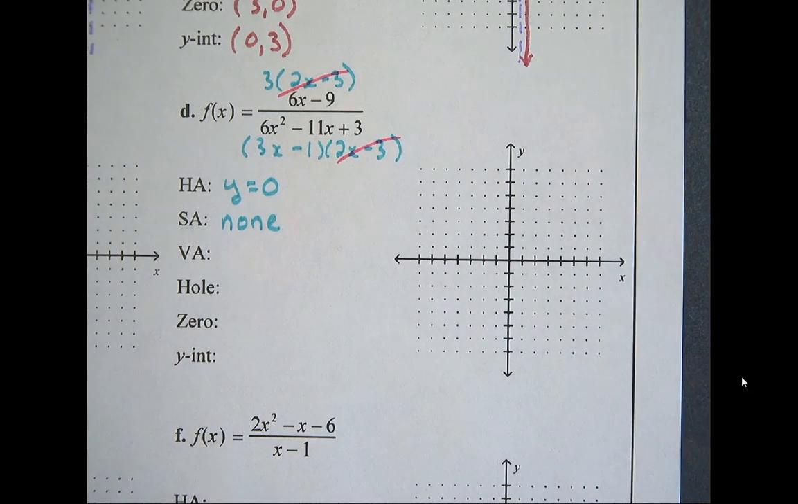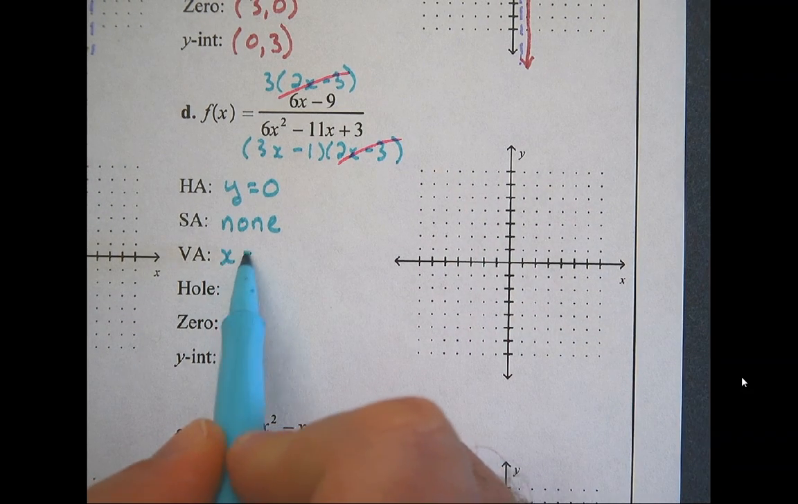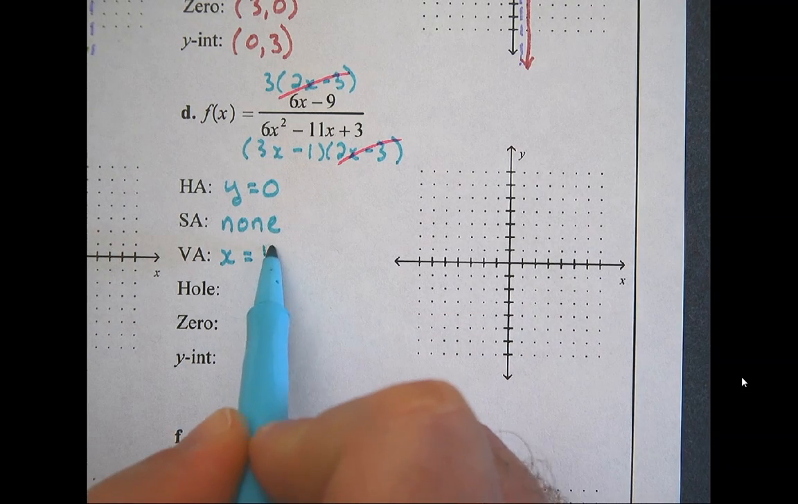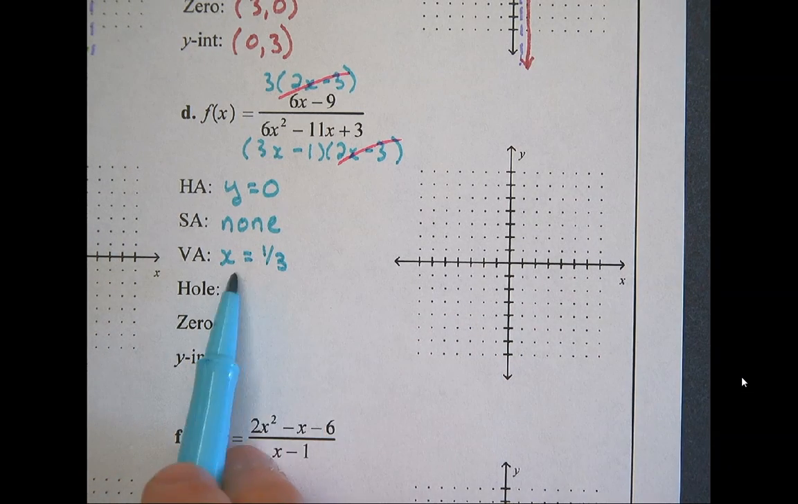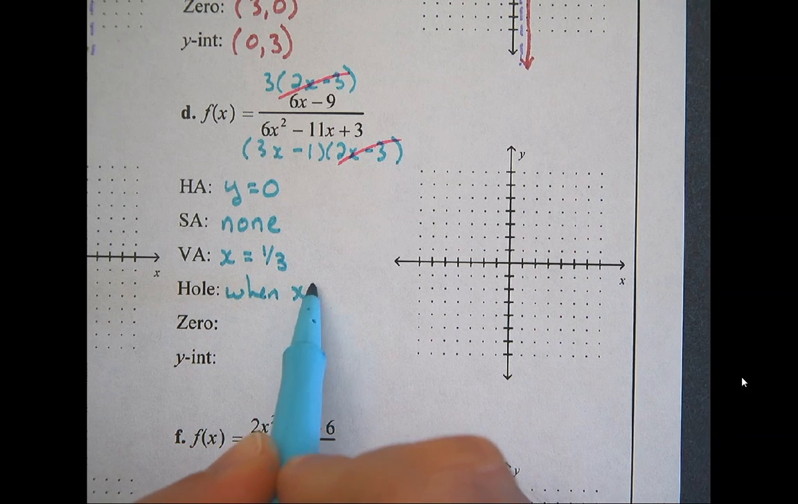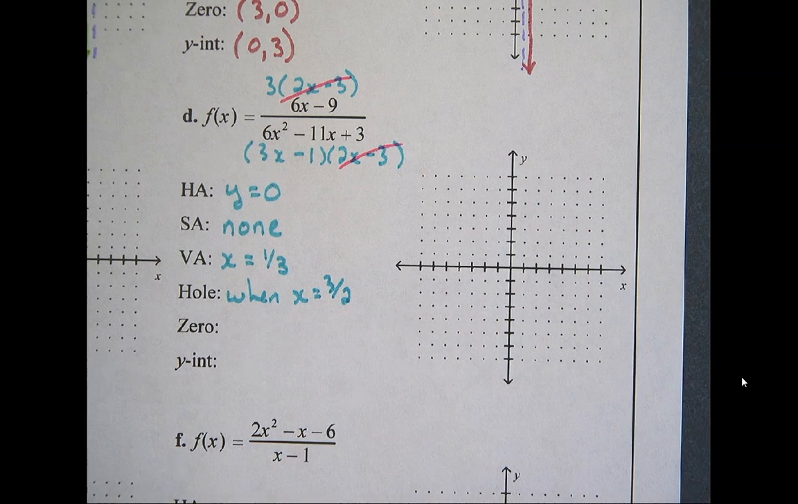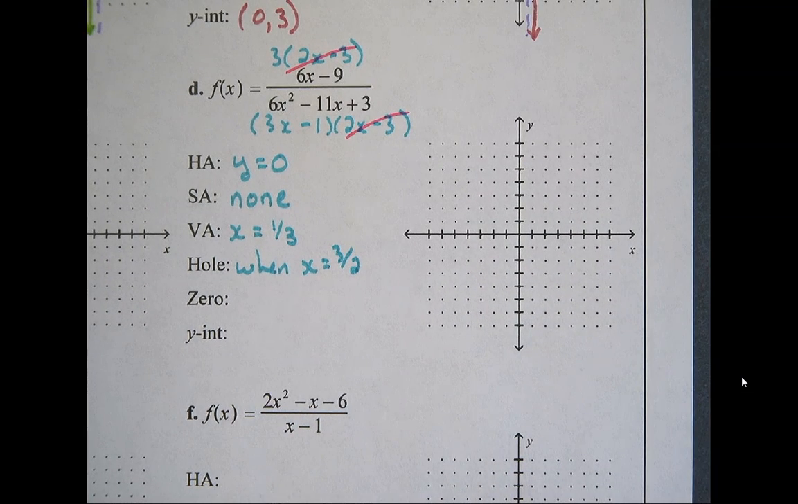Cancel, cancel. So I can now fill in the rest of my chart. VA, things in the denominator that don't cancel. ZPP this, so 1/3. Yuck, why do I pick these crappy numbers? Hole is when x equals, it does cancel, so that would be 3/2, so that's at 1.5.